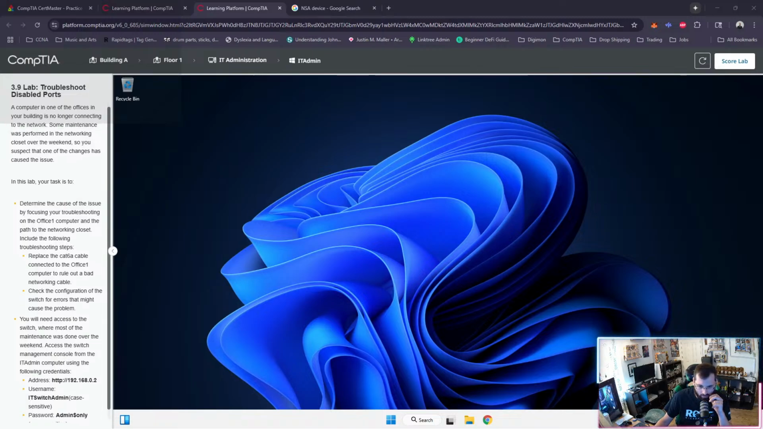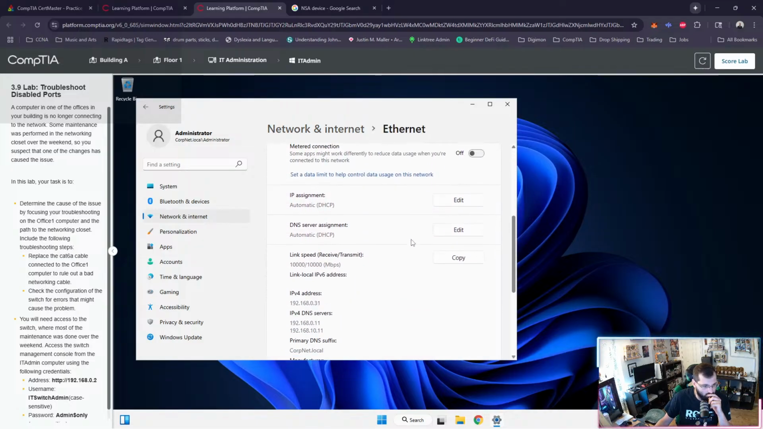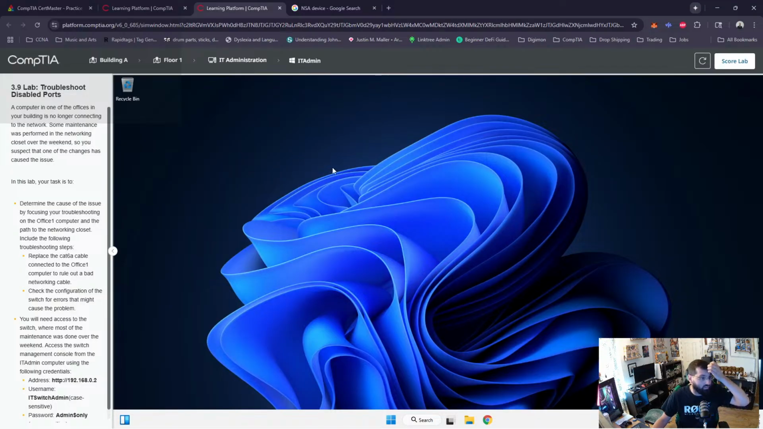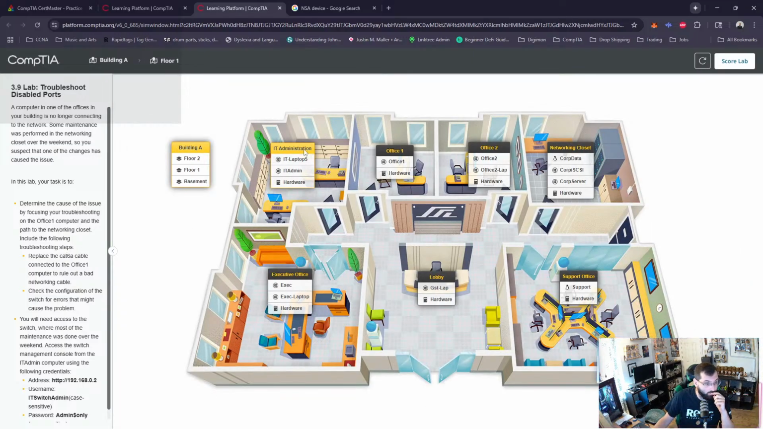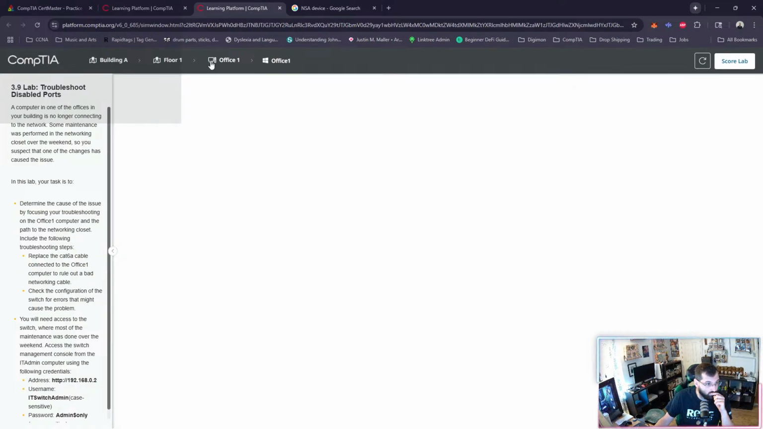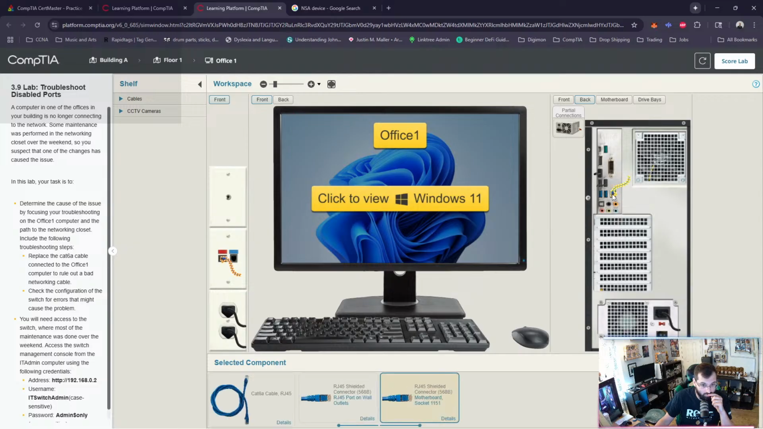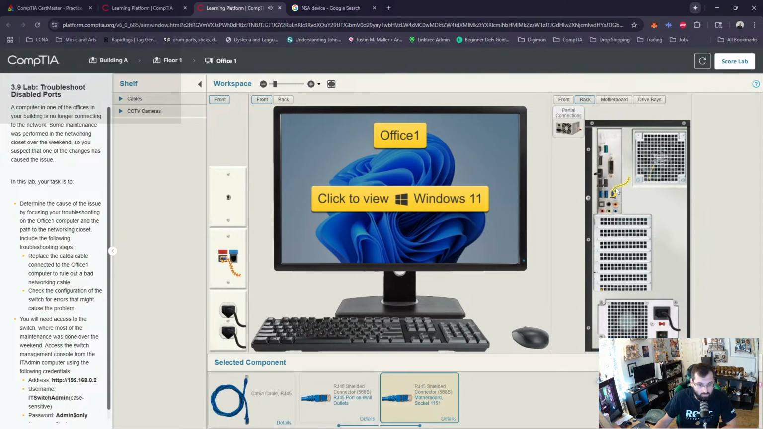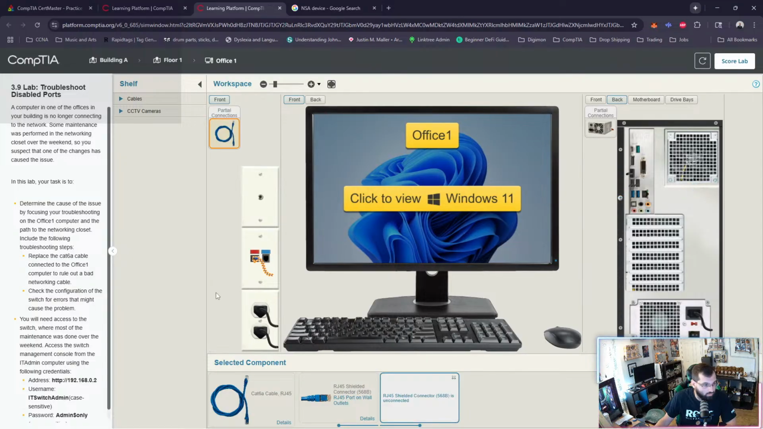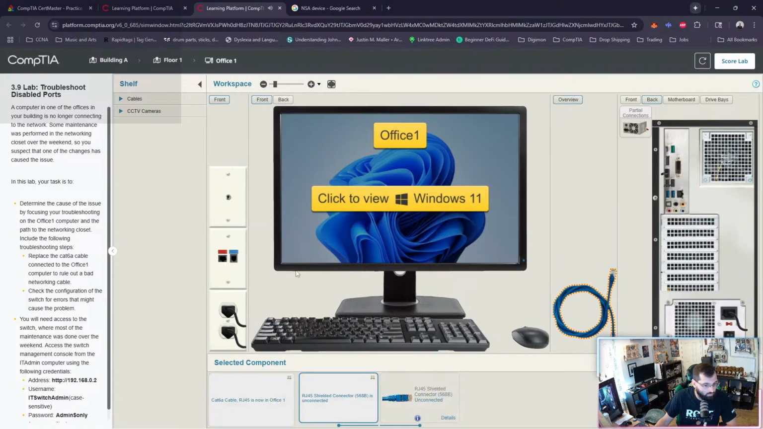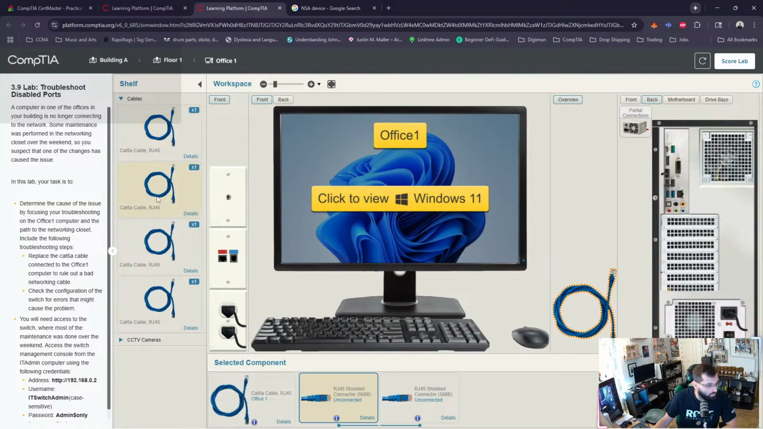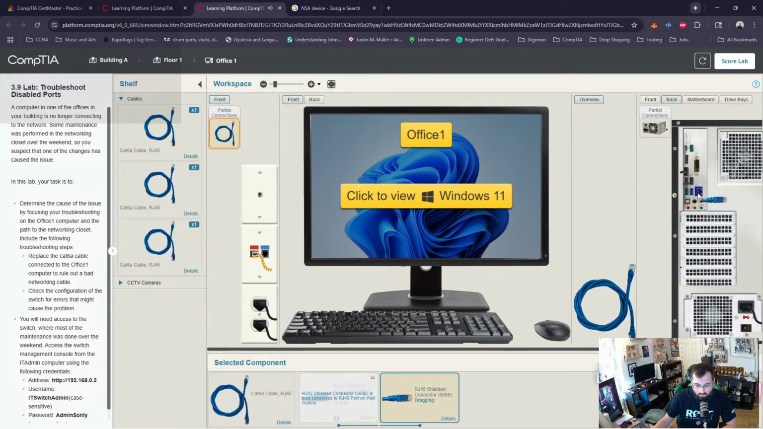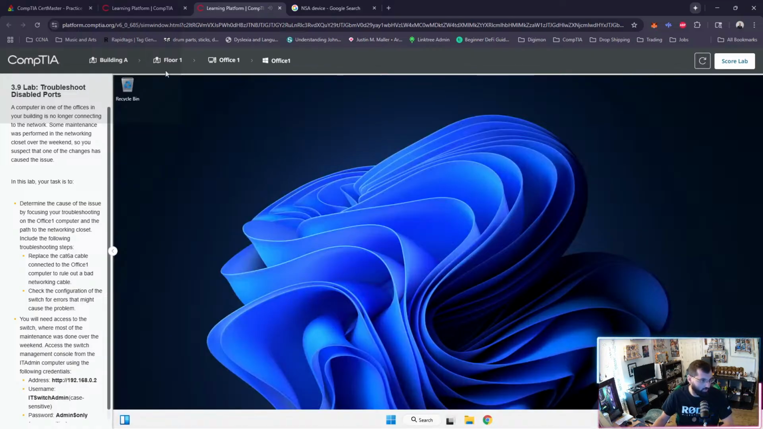All right, so first things first. Says we have an IP address. Says we have internet access, but I'm an admin. So let's go to Office 1. And let's replace this cable first to see if it's broken. Oh, crap. Okay. There we go. And let's see. Still no internet, so it's not a bad cable.